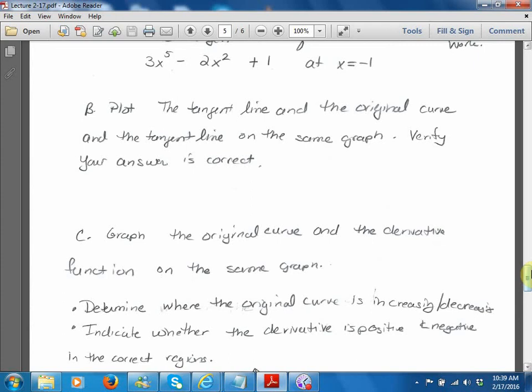The increasing decreasing graph. Wherever it's increasing, the slope curve should be above the x-axis. Wherever it's decreasing, the slope curve should be below the x-axis. And you can see that on Mathway. Graph them both and you should be able to see it. So do that.